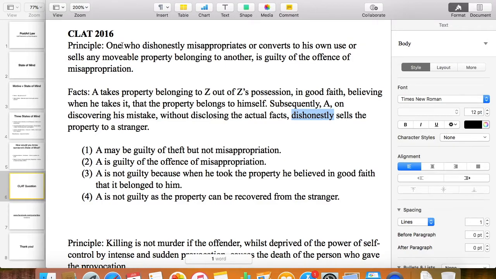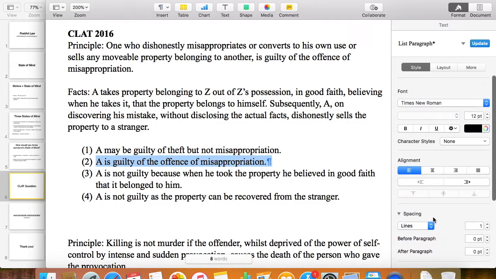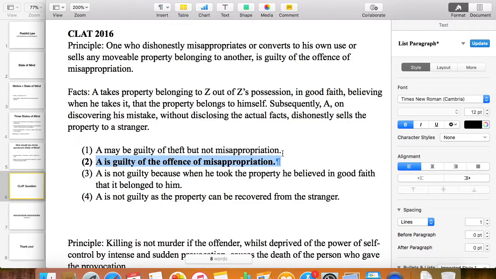He says, one who dishonestly misappropriates or sells one's movable property. So if he's selling someone's movable property dishonestly, then he's also guilty of misappropriation. So here the question is telling us that A actually dishonestly sells the property. So A is definitely guilty of misappropriation, right? So this is going to be the answer, right? I don't think there's any way to mark it. Let me just bold it, right? So this is the answer.